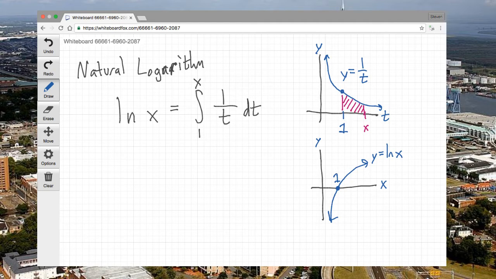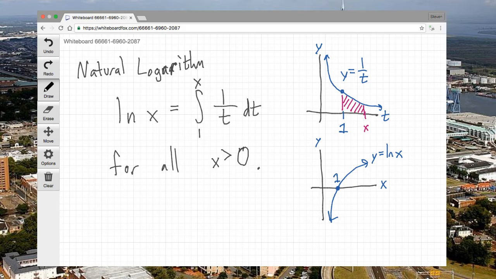So we've got this nice new function defined for all positive values of x, and it has to be positive values because we can't take the definite integral otherwise. It's just not defined. So let me write that down: for all positive values of x.